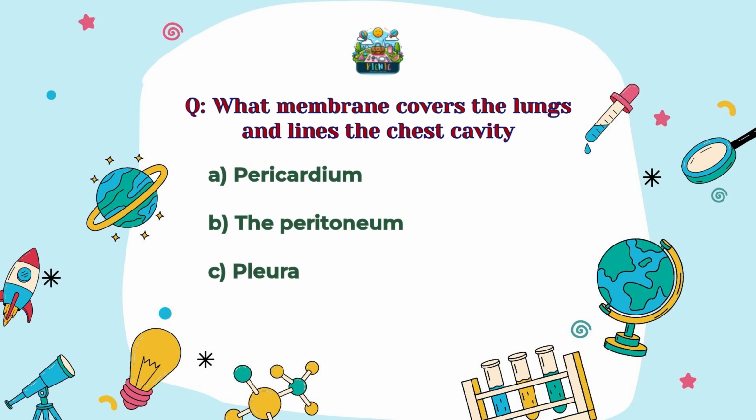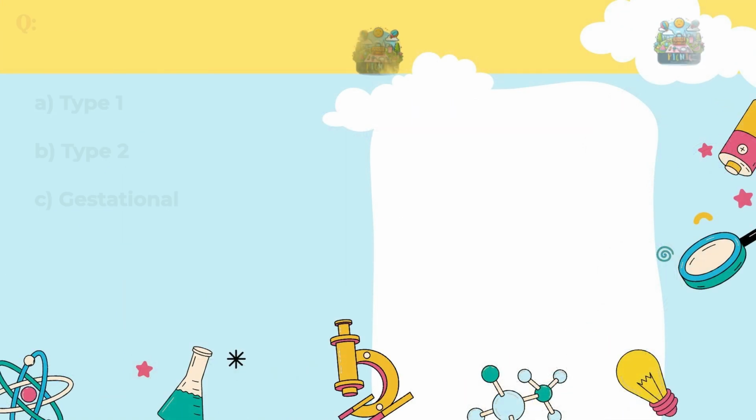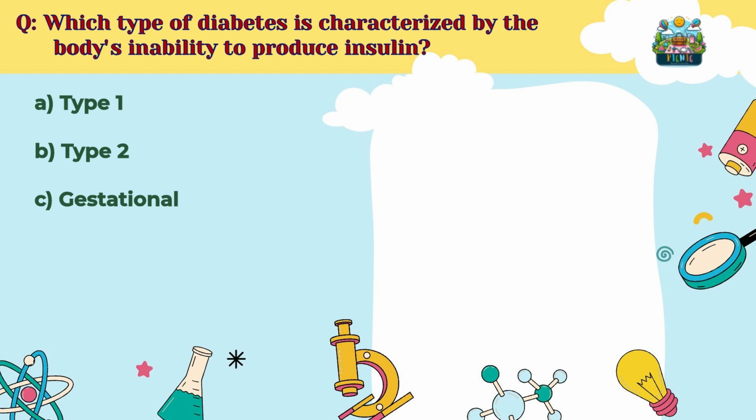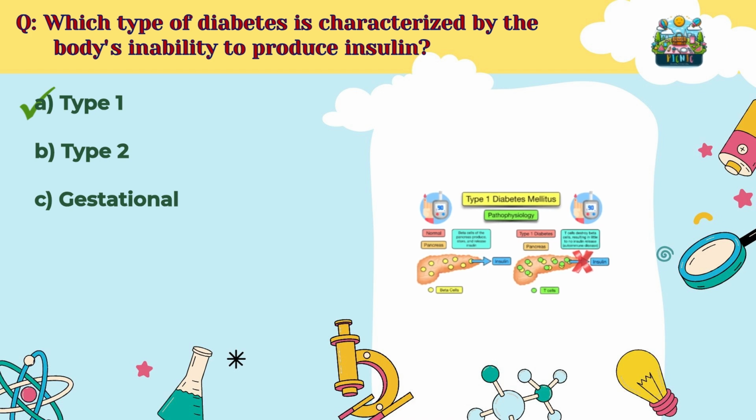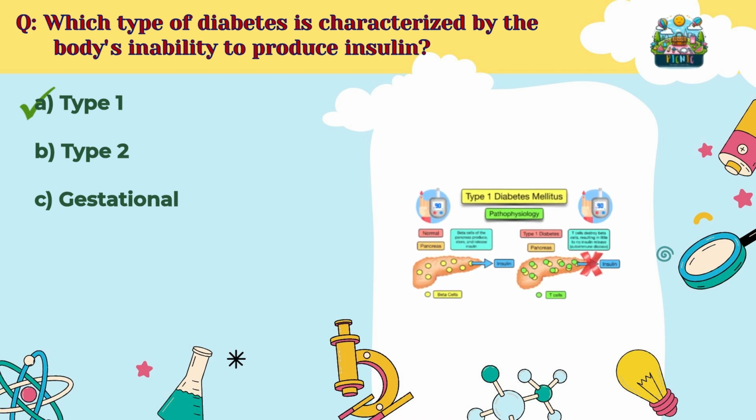What membrane covers the lungs and lines the chest cavity? A pleura is a membrane that covers the lungs. Which type of diabetes is characterized by the body's inability to produce insulin? Type 1 diabetes is characterized by the body's inability to produce insulin.